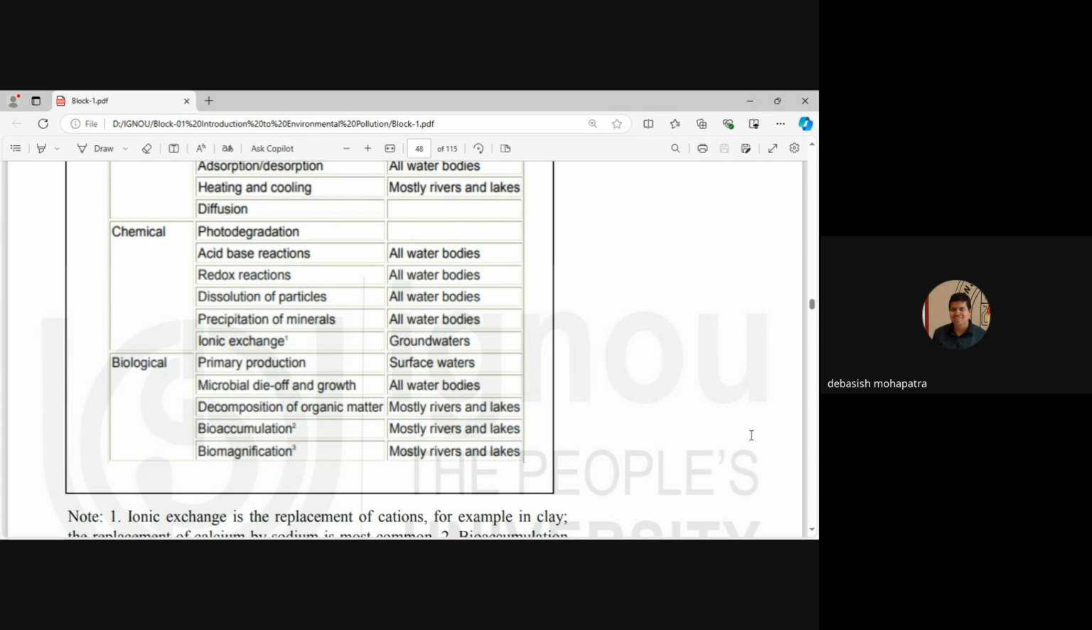In biological processes, primary production is in surface water. Microbial die-off and growth in all water bodies. Decomposition of organic matter mostly in rivers and lakes. Bioaccumulation mostly in rivers and lakes, and biomagnification also mostly in rivers and lakes.